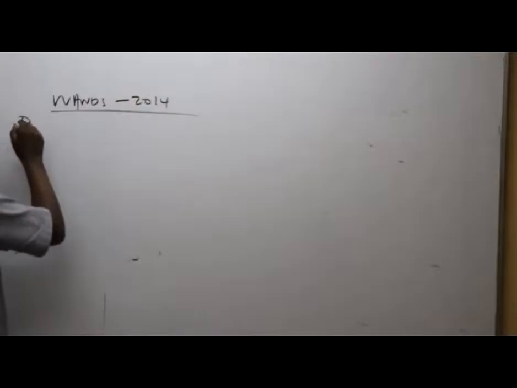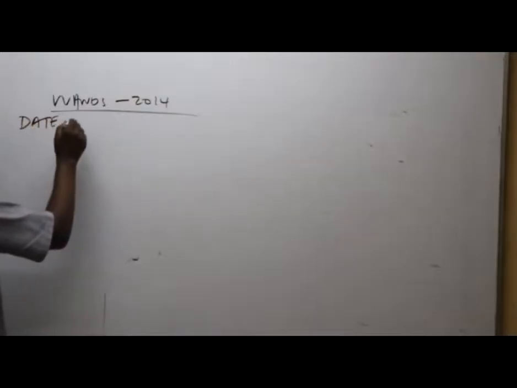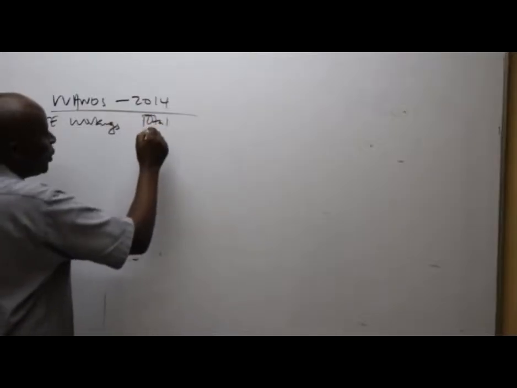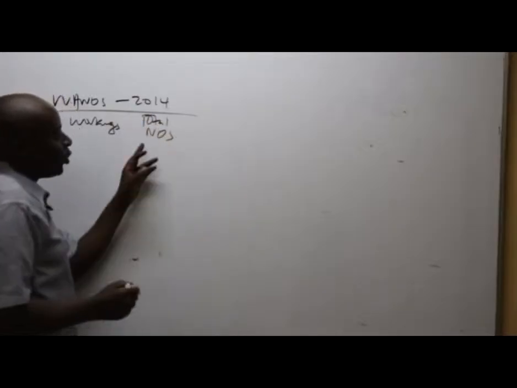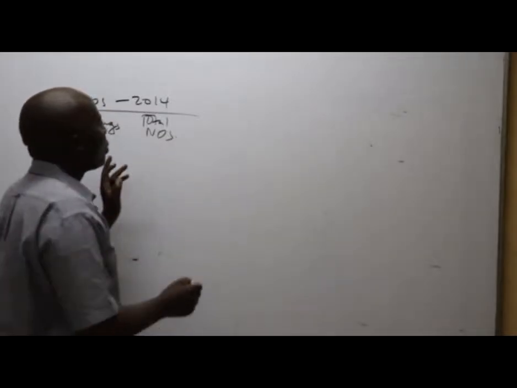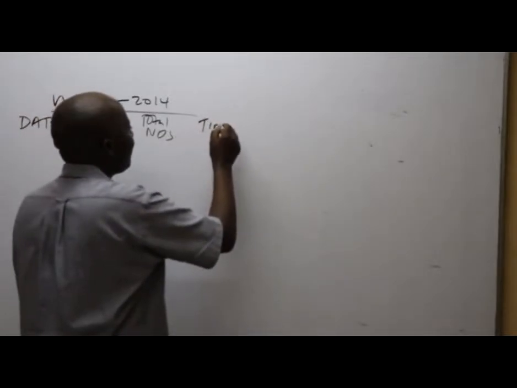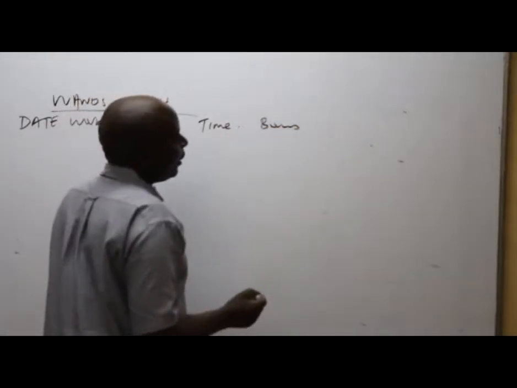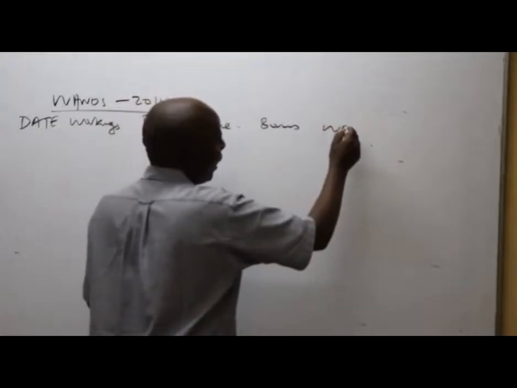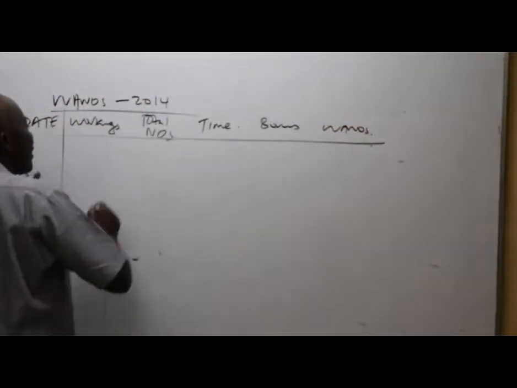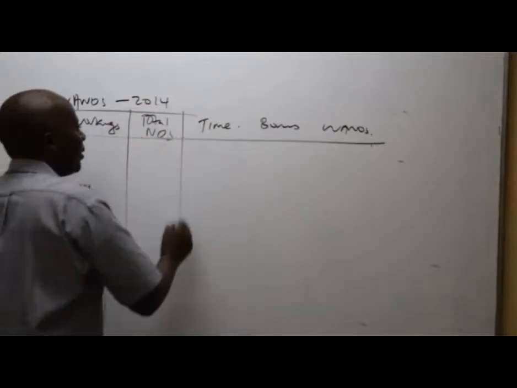So remember, we have the issue of the date, the workings like that. We have the total nos. Remember that the total nos, this is what we call the cumulative number of shares, right? So we have in this case here the time, we have the bonus fraction, and then lastly, ladies and gentlemen, here we have the one-nos.